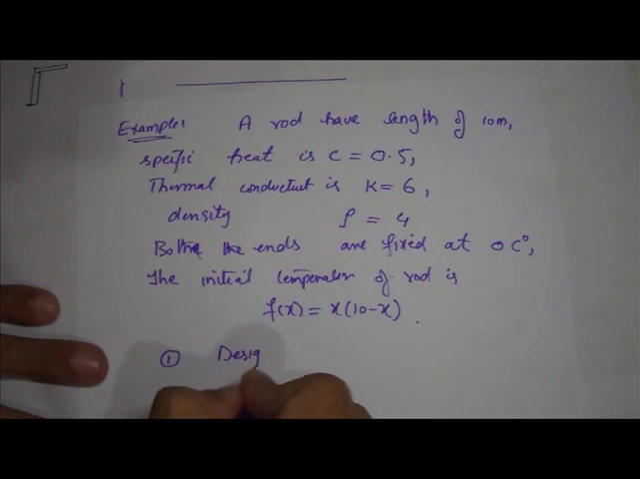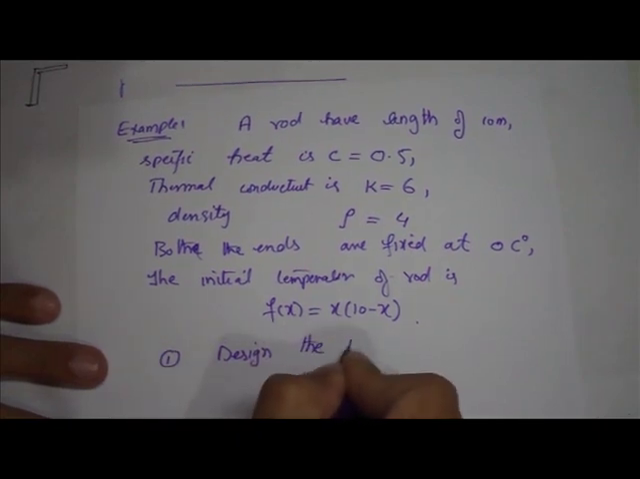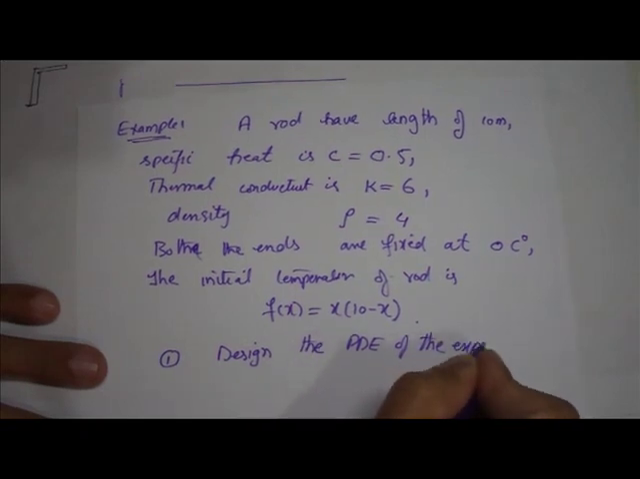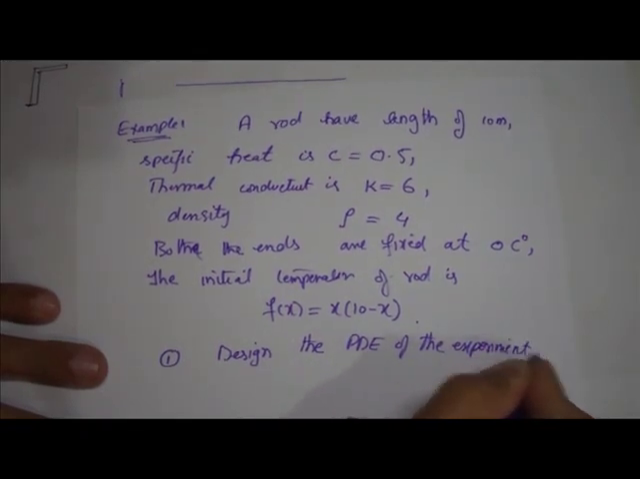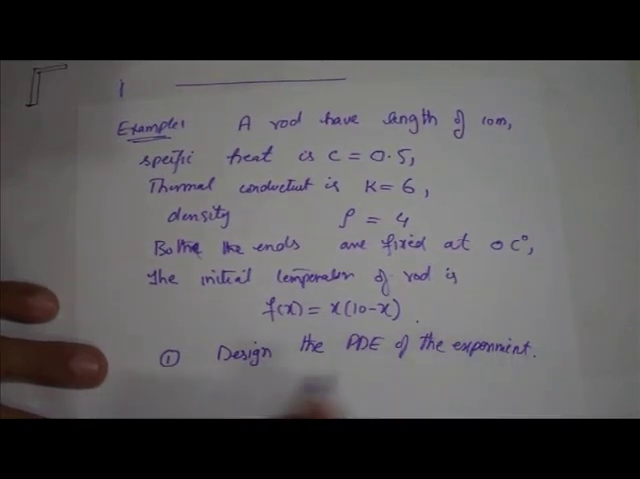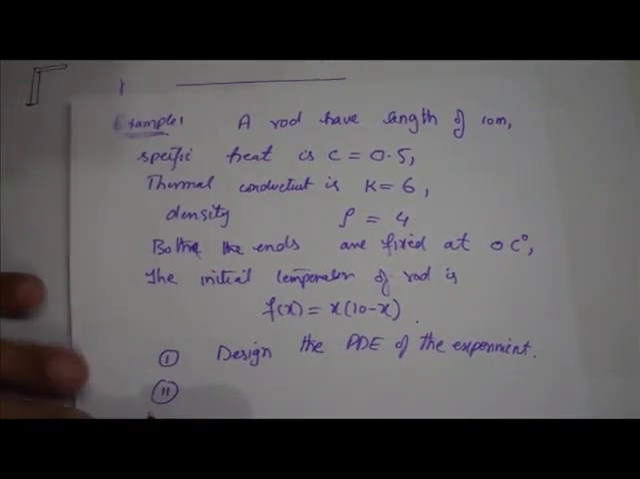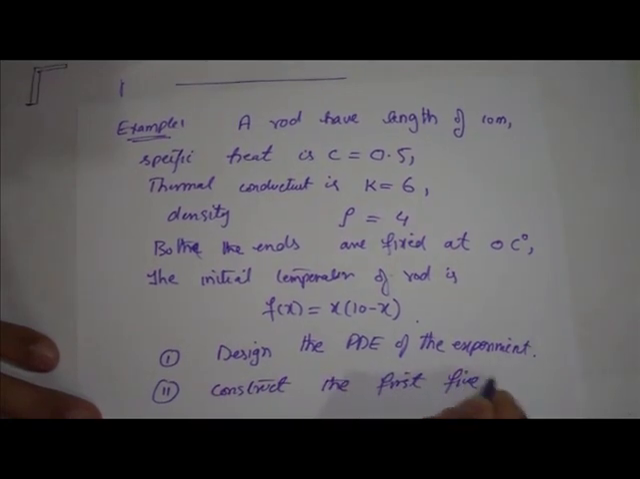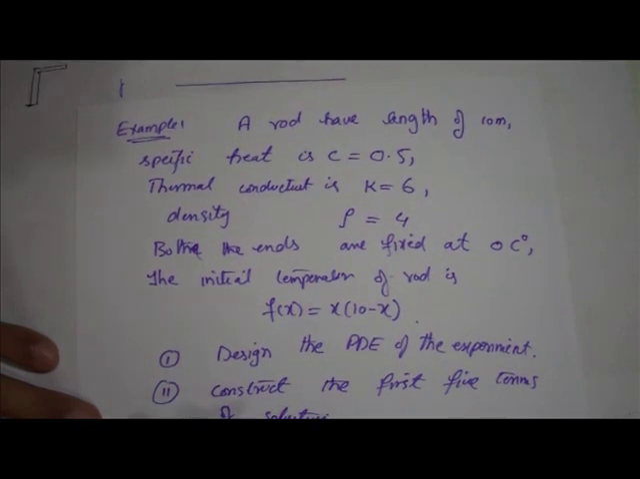Design the PDE of the experiment. The first objective is to design the PDE of the experiment. The second is to construct the first 5 terms of the solution, which means approximate the solution up to the first 5 terms.